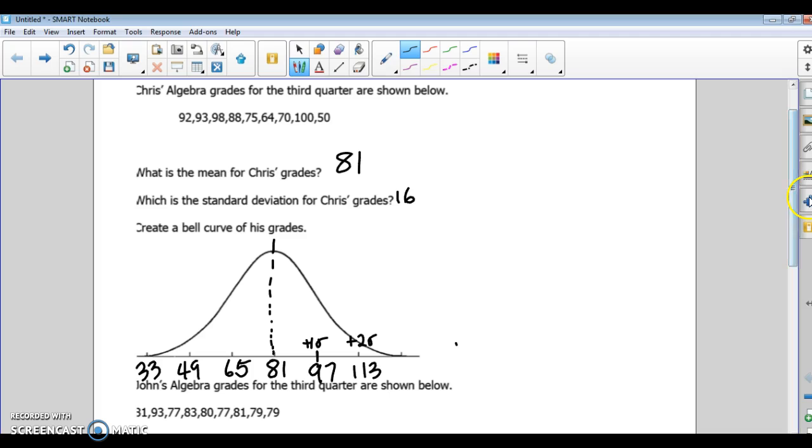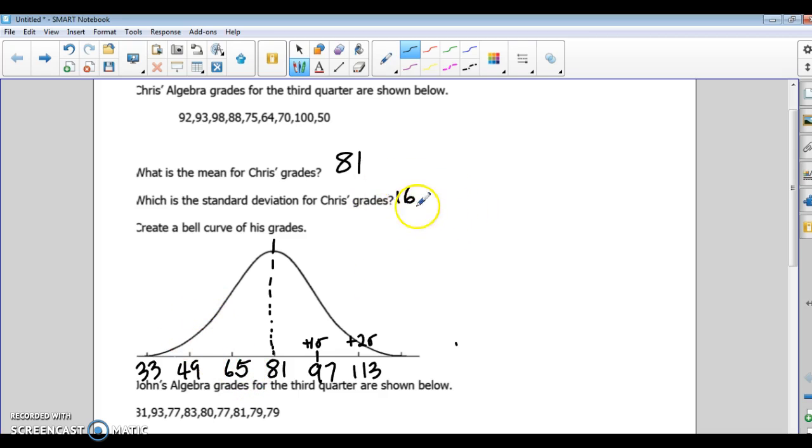What do you see? Do you see even though the mean is 81, Chris's grade is all over the place. He got some 100, then he got some 50, and then 64, and then some 90s. So his data is very, very spread out all over the place. But if you look at John's grade, even though John's average is 81, his grade is more clustered to 81. It's very, very close to 81. Most of his scores are closer to 81. Okay, now do you see this?